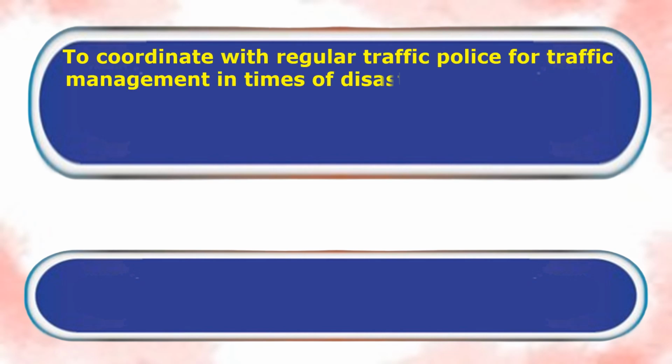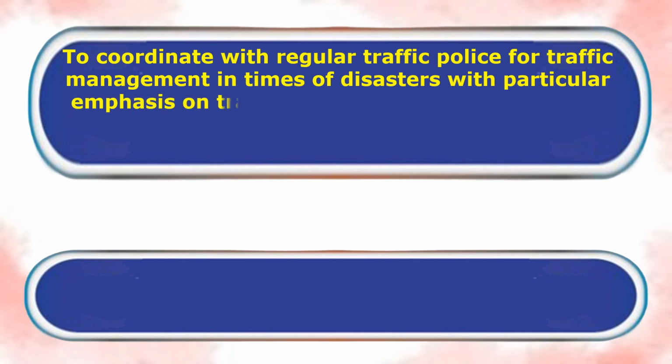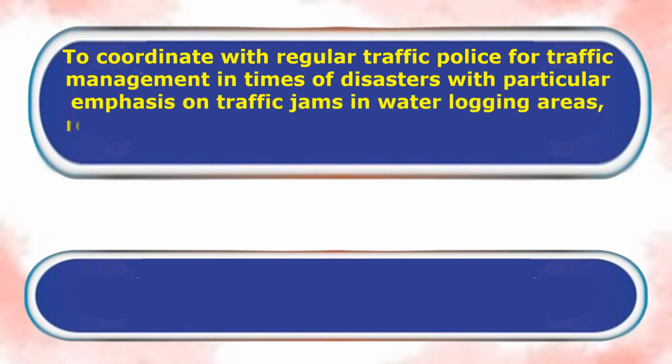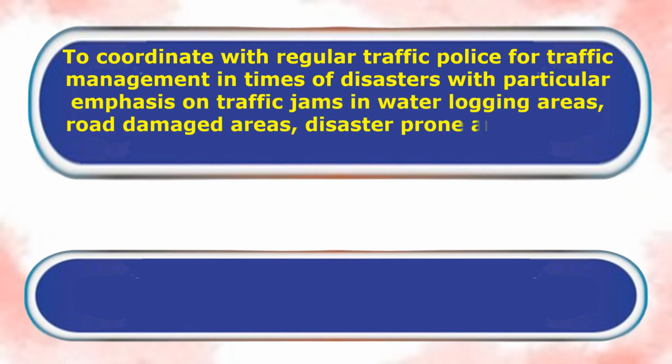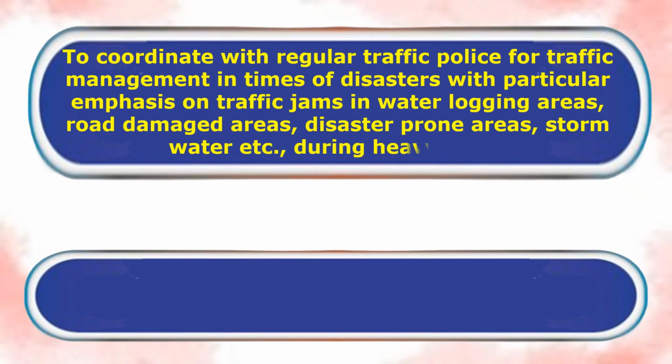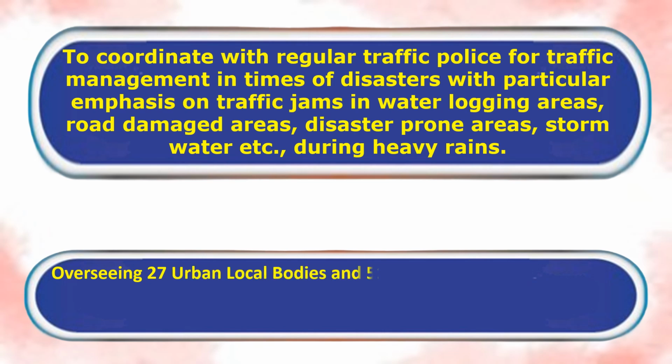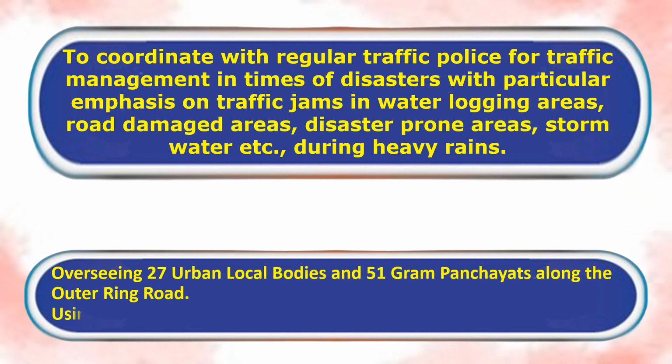To coordinate with regular traffic police for traffic management in times of disasters with particular emphasis on traffic jams in water-logging areas, road-damaged areas, disaster-prone areas, storm water etc. during heavy rains. Overseeing 27 urban local bodies and 51 gram panchayats along with outer ring road. Using CCTV cameras to monitor water bodies.